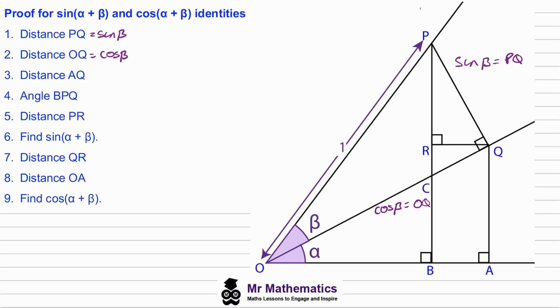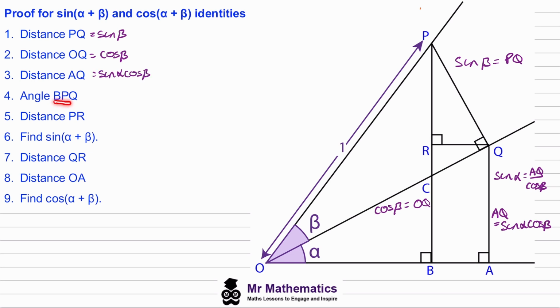Okay, so welcome back if you had a go. So for point 3, distance A to Q, well, this is the opposite side of this right angle triangle. So we'll have the sine of alpha will be the opposite length over the hypotenuse, which you can see is cos of beta. So A to Q will be sine alpha cos beta.